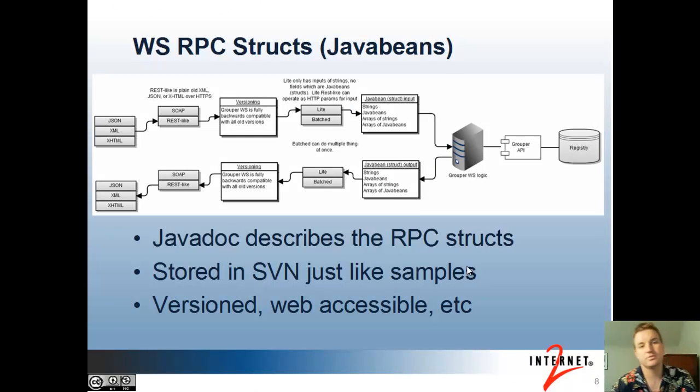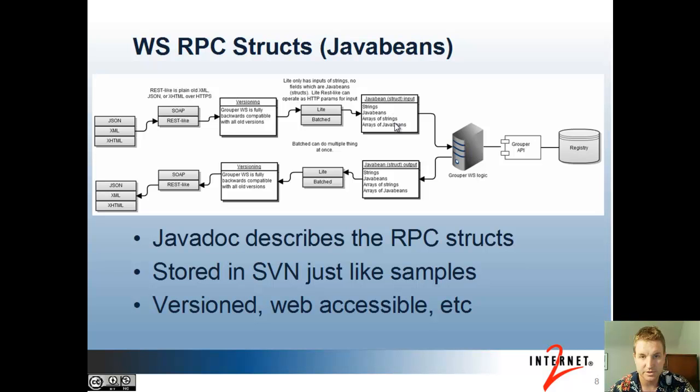As we've said in other web service training videos, it's an RPC, remote procedure call, setup for web services, and basically a struct or Java bean or object is passed in and out. So here you have the specific format, and then either SOAP or REST-like. Then versioning could make things a little bit different. Then whether or not it's light or batched. And then there is a Java bean that consists of strings, Java beans, arrays of strings, arrays of Java beans, and that goes into the Grouper web service logic.